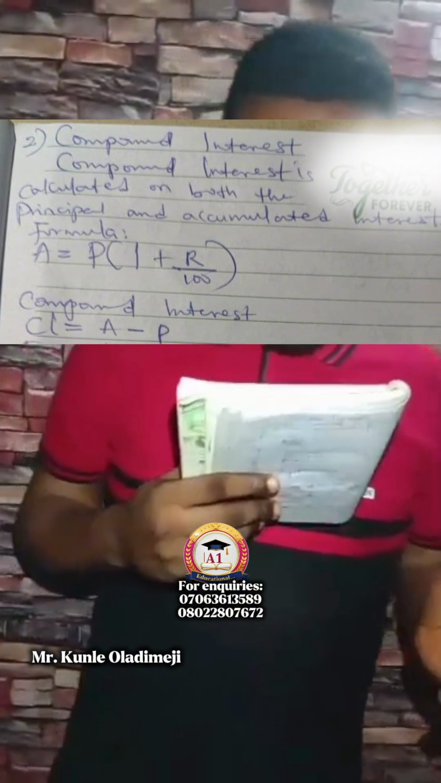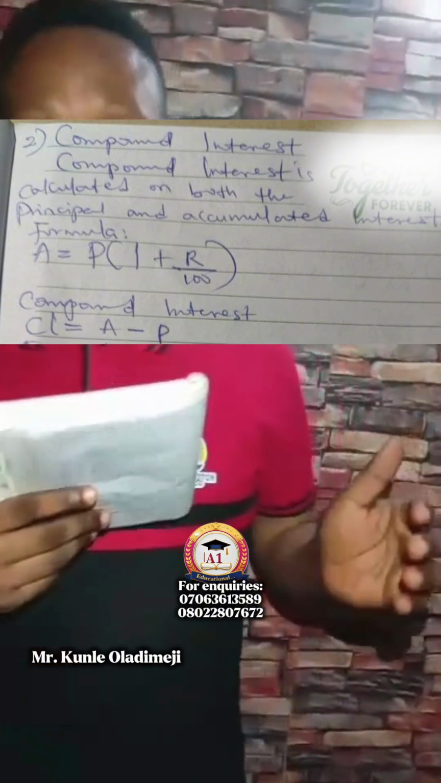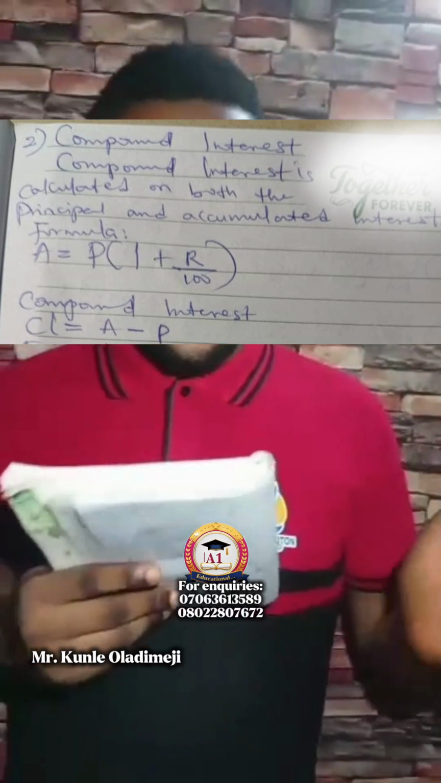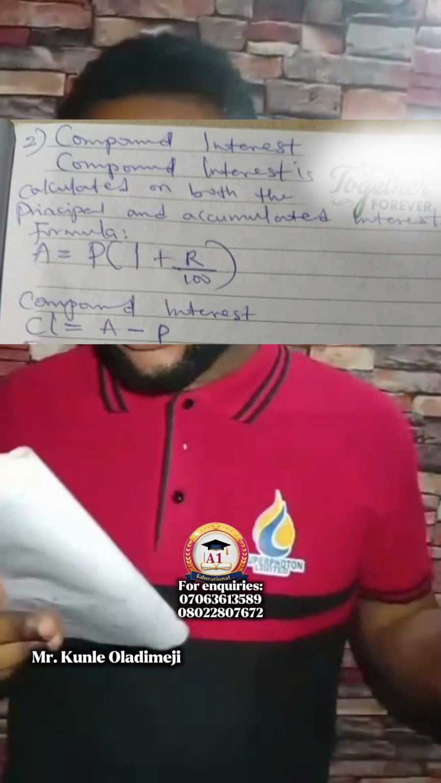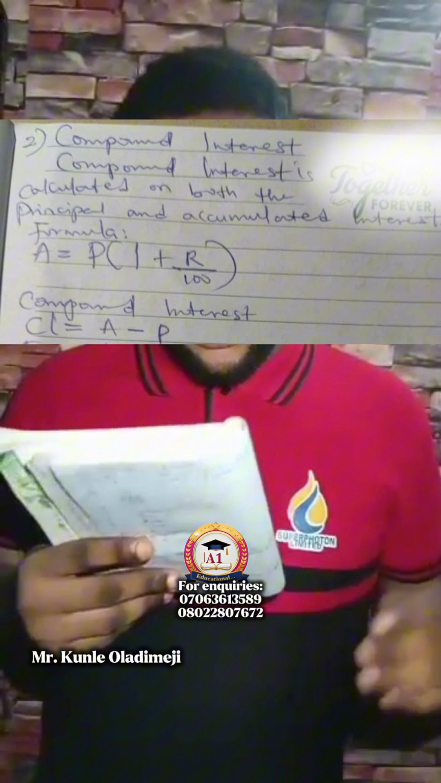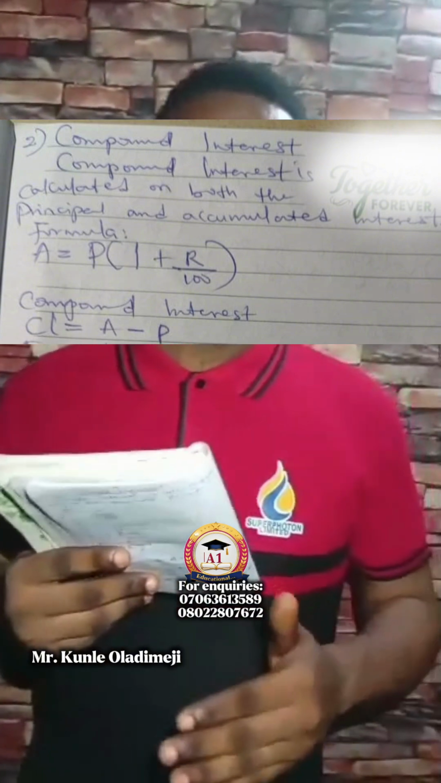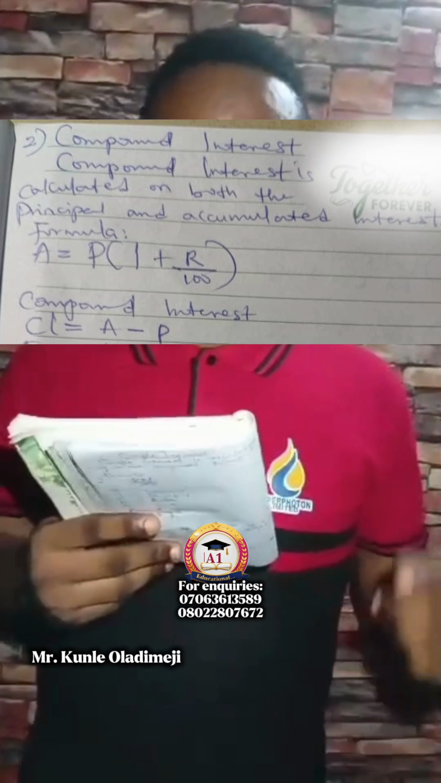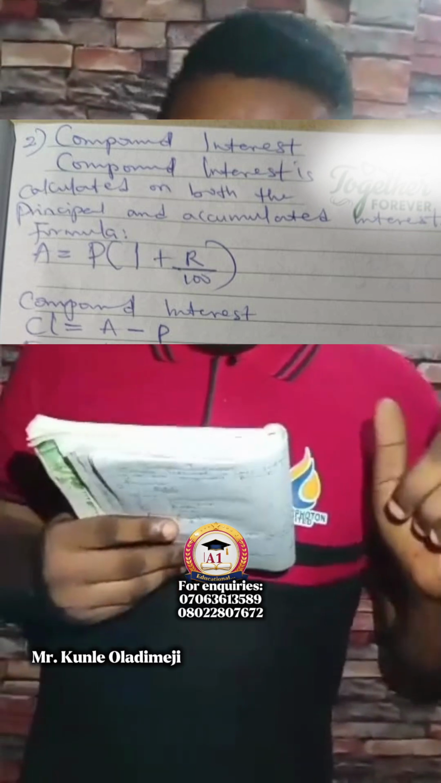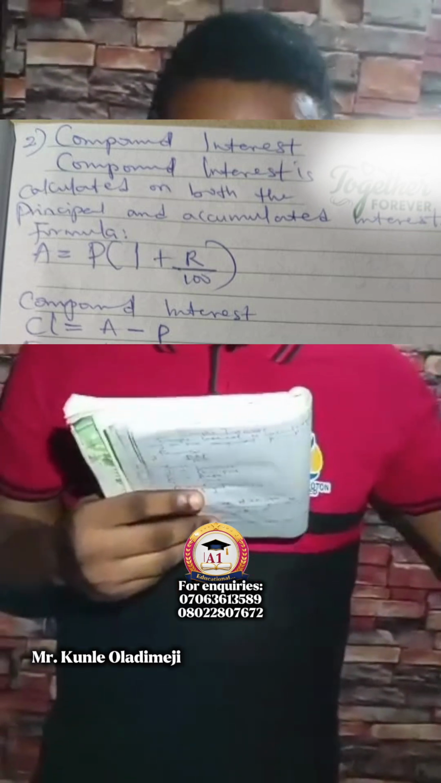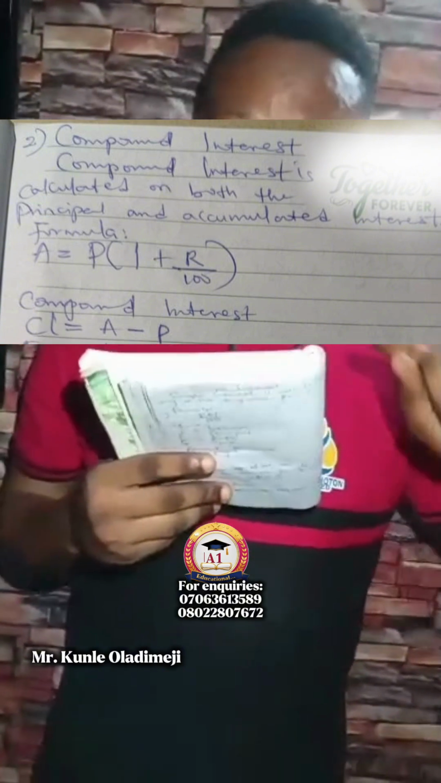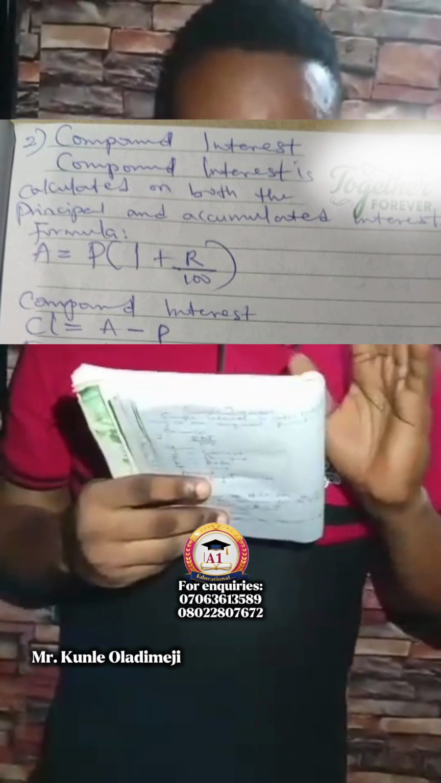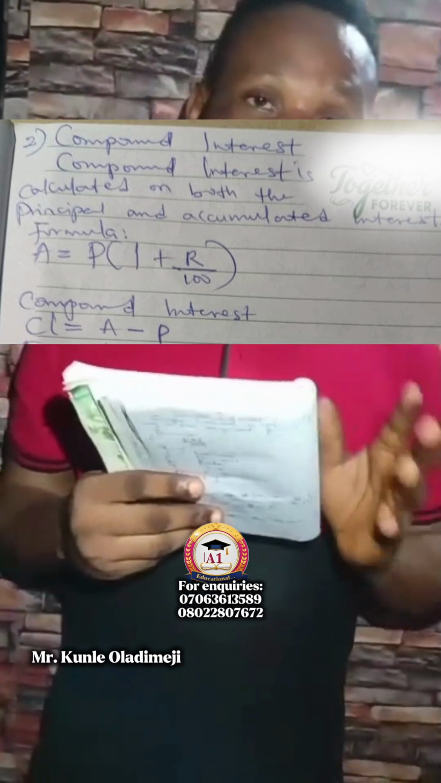Now compound interest is calculated on both the principal and the accumulated interest. And it has a formula. The compound interest formula is quite different from the simple interest formula. For compound interest, we have A, which is the amount, equals P, which is the principal, open a bracket, 1 plus R over 100, then close the bracket, raised to the power n. This is the formula we're going to use to calculate our compound interest.